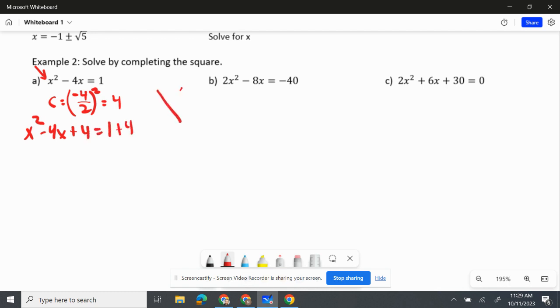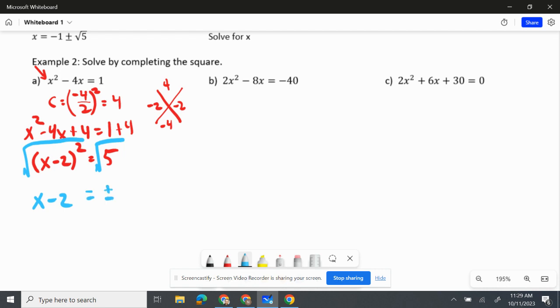Then we're going to factor it. Two numbers that multiply together give us 4 and add up to negative 4 would be negative 2 and negative 2. So we write our square binomial, x minus 2 squared is equal to 5. Then, in order to get rid of the square, we take the square root. And when we take the square root, we have to remember to write our positive and negative root. And our last step is we add the 2. So we have x equals 2 plus or minus the square root of 5.